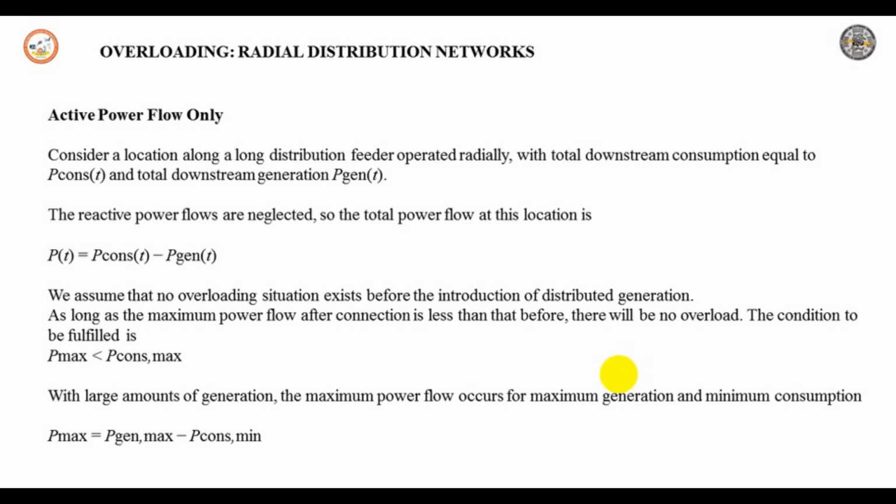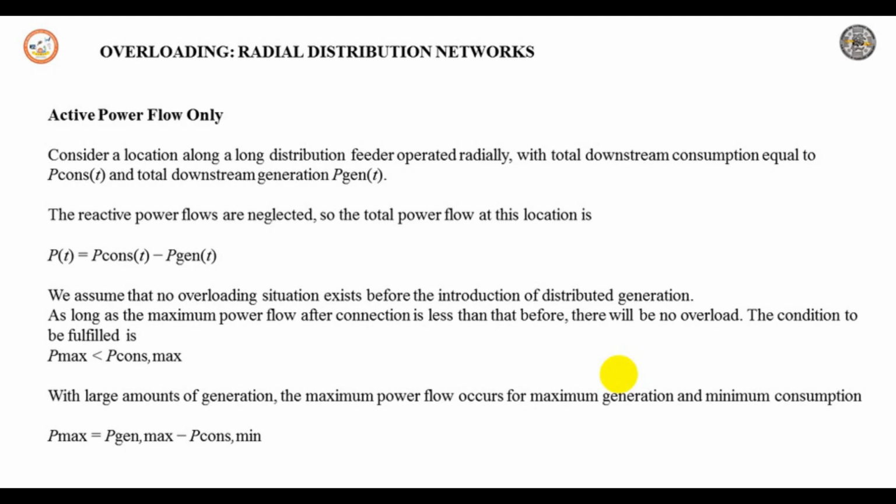so that the total power flow in this location is given by P of t. P of t is equal to P consumption of t minus P generation of t. So here we assume that no overloading situation exists before the introduction of this distributed generation. There is no overloading, so as long as the maximum power flow after generation is less than before, there will be no overload.